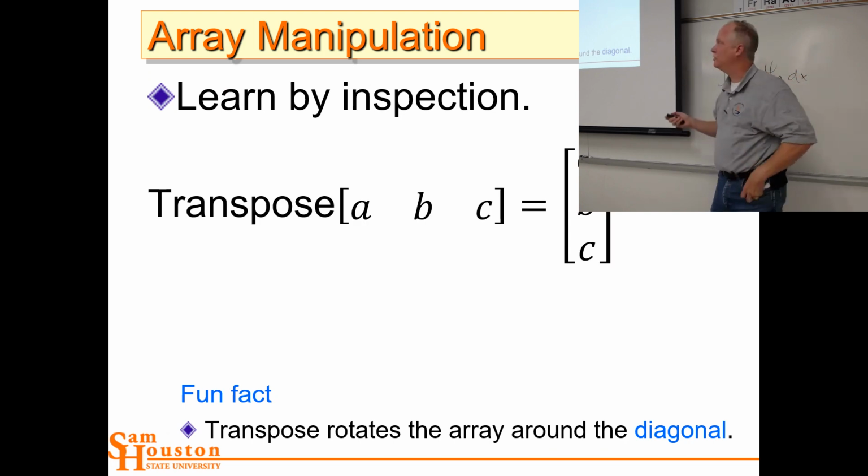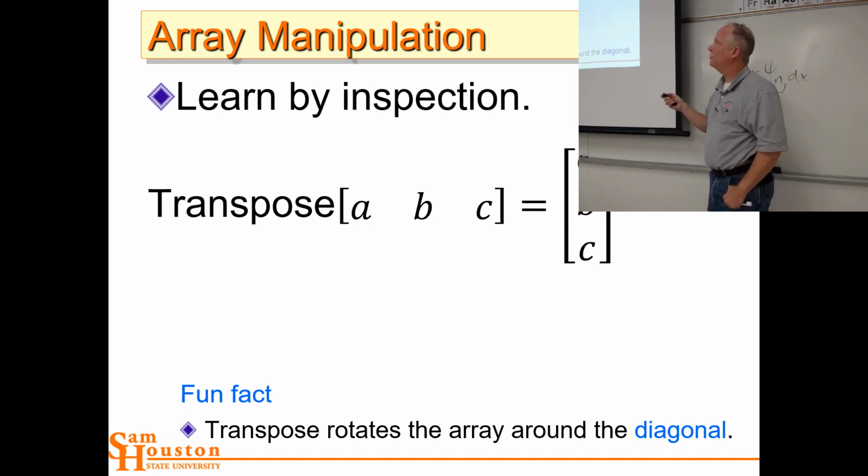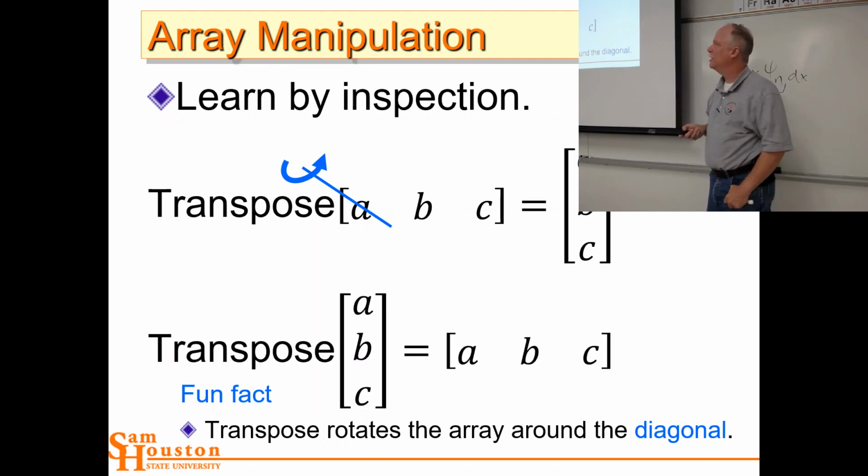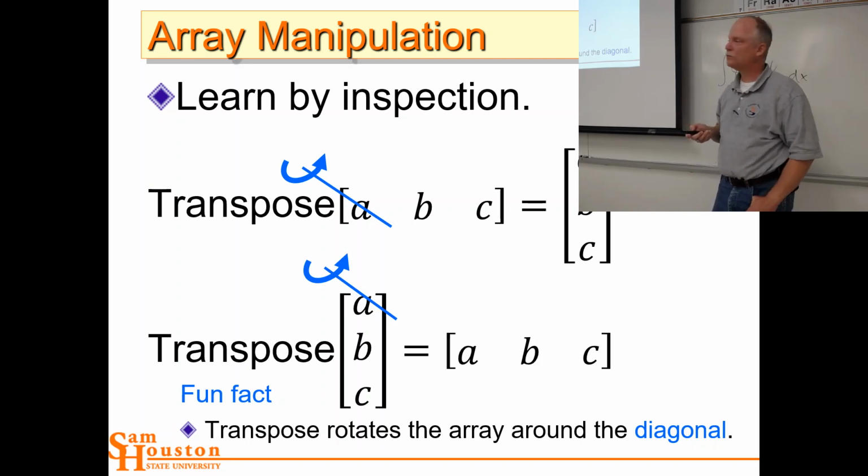So let's learn by inspection. If I transpose this row of numbers into a column of numbers, what's actually happening? It's spinning on that first cell. That's the pivot point. The diagonal is the pivot point. There's really not a diagonal in a single row of numbers, but that diagonal always starts with that first value. If I transpose the column, it'll become a row, and again, we will be pivoting on that first cell.